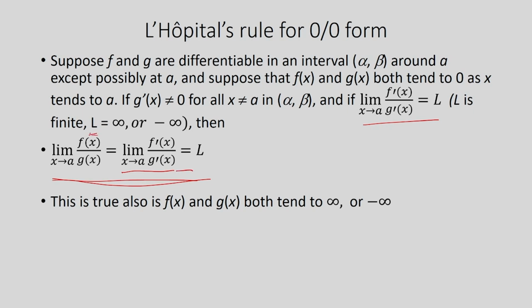So, you have f(x) by g(x), and if you take the limit as x goes to a, suppose this quotient becomes 0 divided by 0, and that is not possible to handle. But no worries, you can use L'Hopital's rule, which tells me that this expression is the same as this expression. Basically, you differentiate f and g, the numerator and denominator, with respect to x, and then take the limit. And this is true also if f(x) and g(x) tend to infinity or minus infinity. It is not only 0 by 0, but also, let us say, infinity divided by infinity.